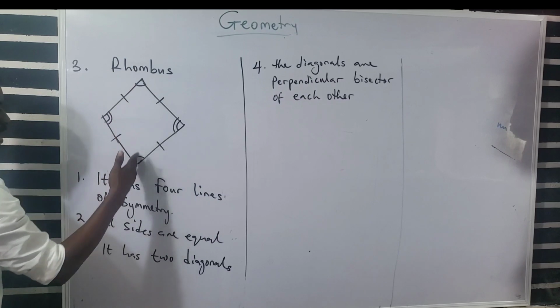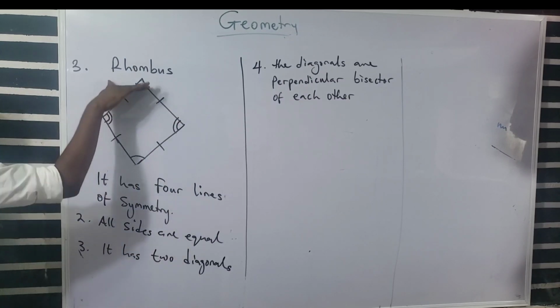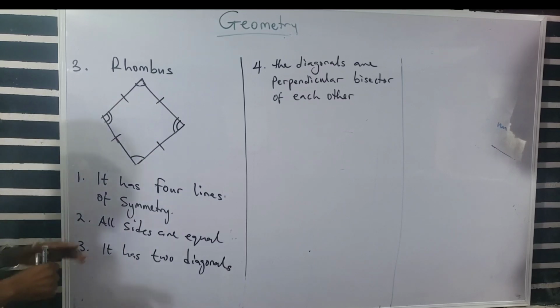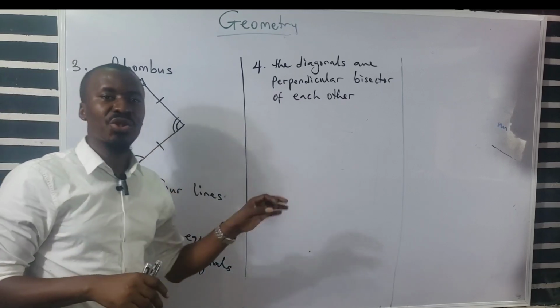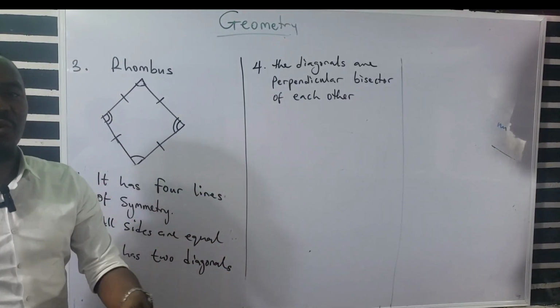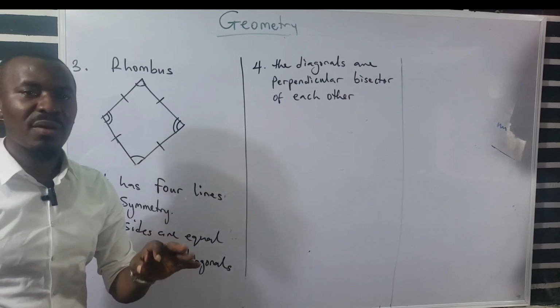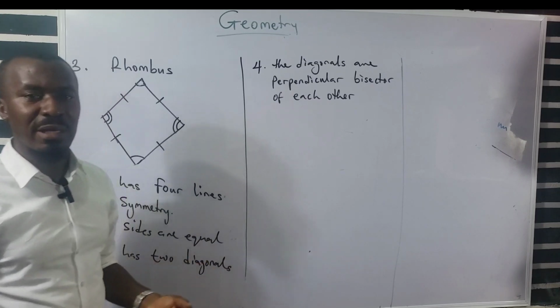When you cut it from here and fold it, it will give you the same shape. So that's why it has four lines of symmetry. Remember, each of these parallelograms possesses extra 7 properties: 3 from being a quadrilateral and 4 for being a parallelogram.